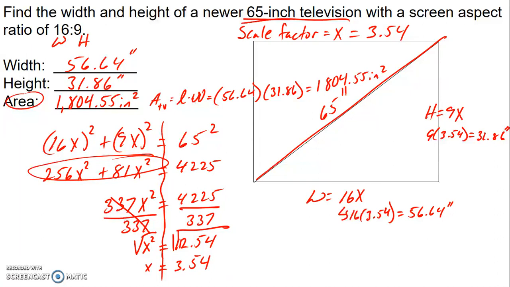Just kind of going back over it real quick. Again, that x value here, the x is called the scale factor. Make sure you know that term. Once you find it, you plug it back into your width and height for the x. You can find your width and height and then use that to find your area. Okay? There you go.